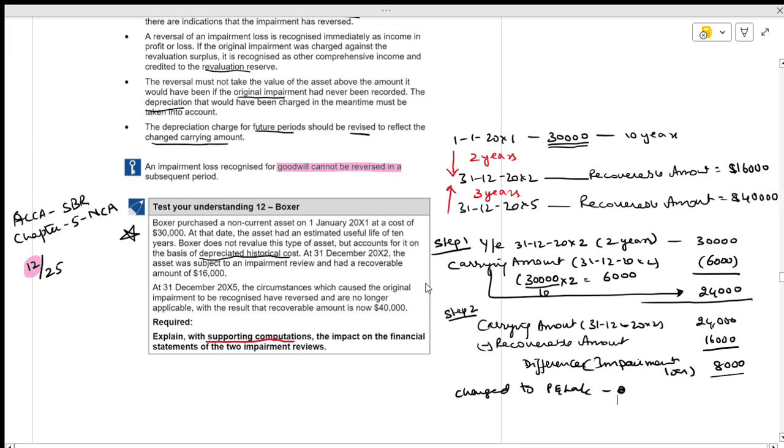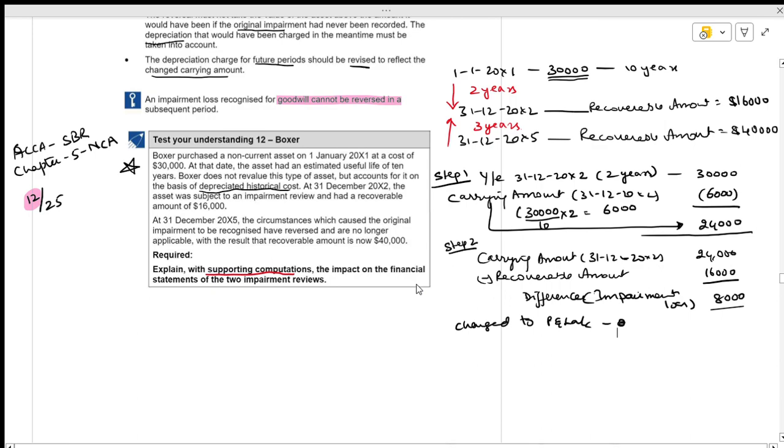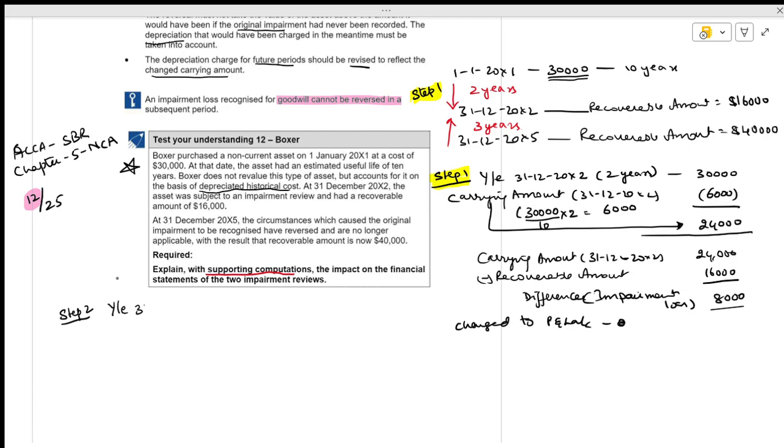Now, coming to the second one, this is step 1. I will remove this. The second one is we have to take step 2. This is for the year ended 31st December 2005.